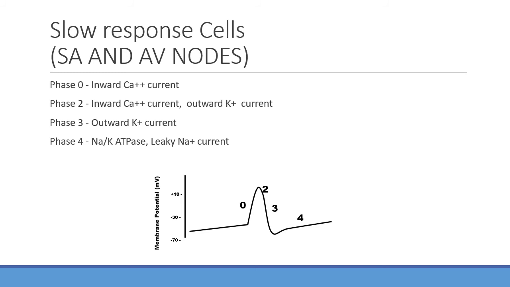These are all targets for different types of medications we can use to modify how the heart is working. So here's an example where something like a calcium channel blocker could work. Again, these are the slow response cells. These are the ones that generate their own action potential. And again, the SA node is always going to be the fastest one.